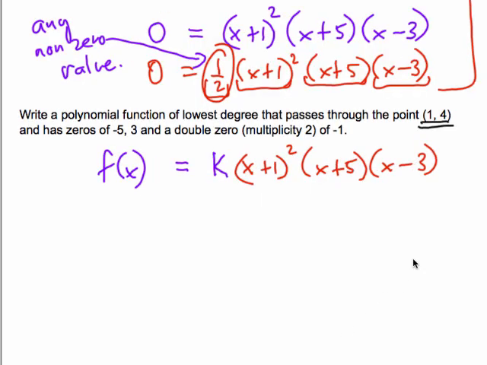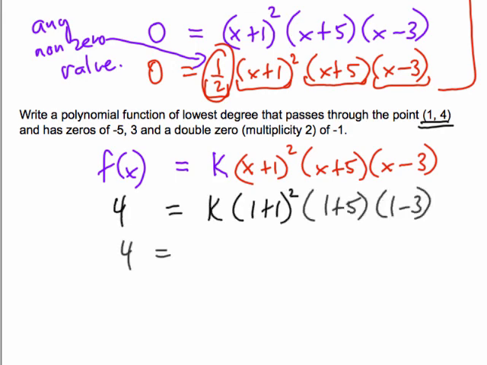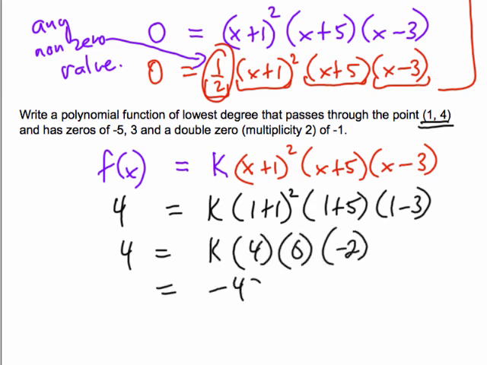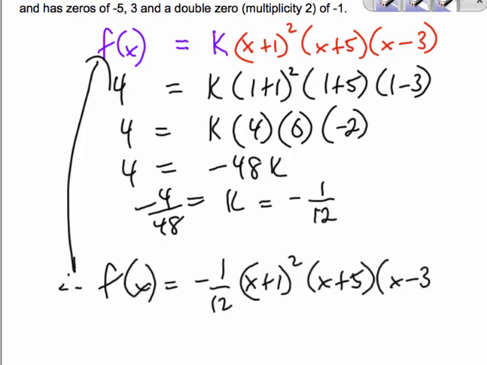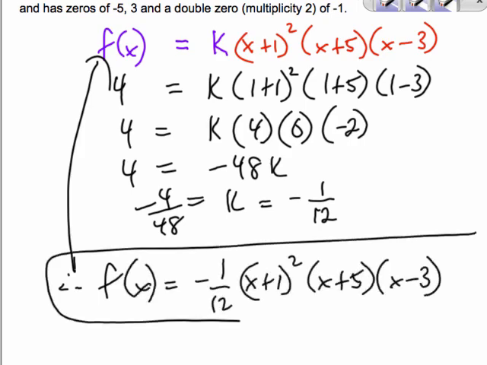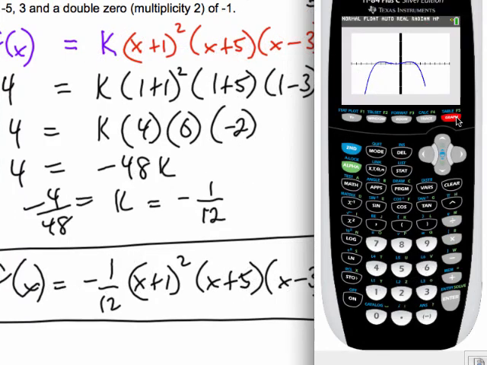So to make it do that, of course, we're going to make y 4 when x is 1. So let's plug those values in. And I multiply these together, I get negative 48k equals 4. And so therefore my function, plugging this back into here. Okay, let's check this out on the calculator and make sure that the graph passes through the point 1, 4. Trace when x is 1, y indeed is 4.